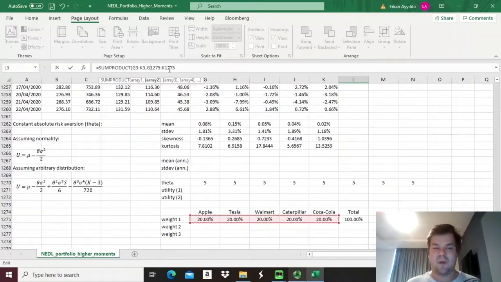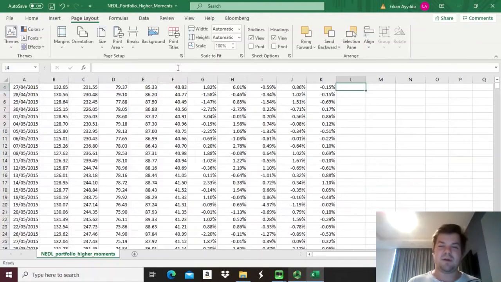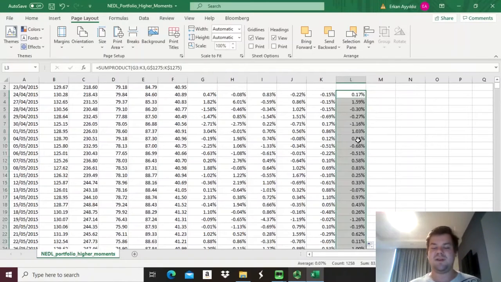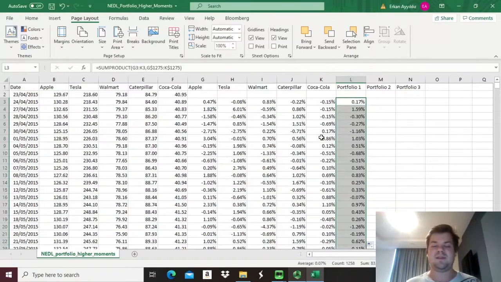And in case of the weight array, we need to lock the row as the weights stay the same throughout the simulation period. So in this case, we just apply sum product, double click the bottom right corner all the way down, and see what is the return distribution of this hypothetical portfolio.